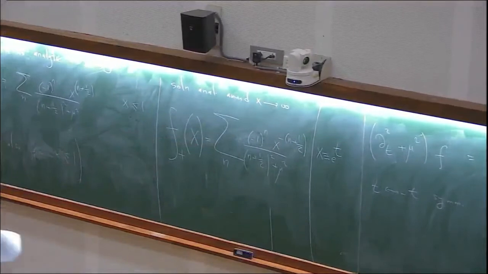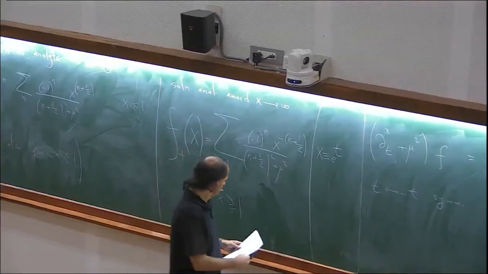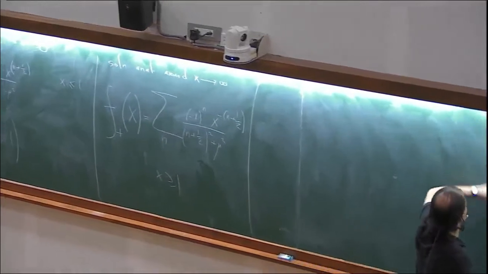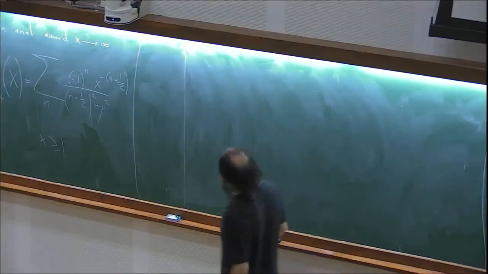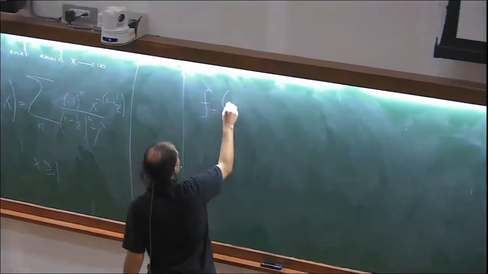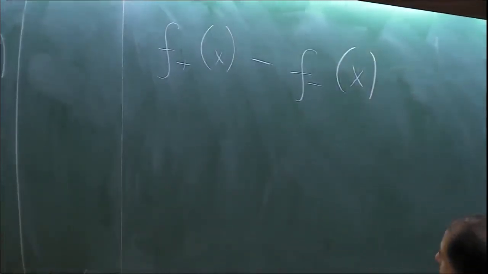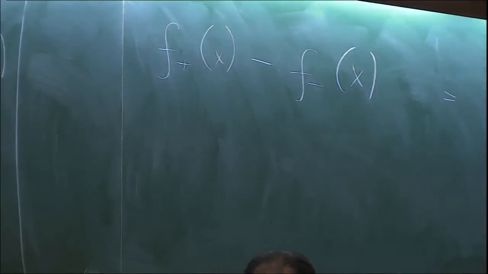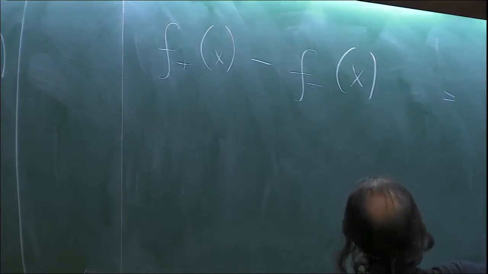All right, and this is valid for x greater than or equal to 1. Now we have two solutions of the inhomogeneous equation. Therefore, their difference must be a solution of the homogeneous equation. So let's look at f plus of x minus f minus of x. This is guaranteed to be some solution of the homogeneous equation. The solutions of the homogeneous equation are e to the I mu t and e to the minus I mu t, so let me write it as x to the I mu and x to the minus I mu.